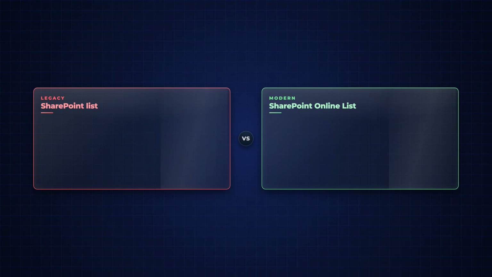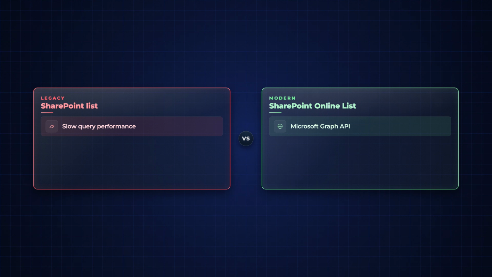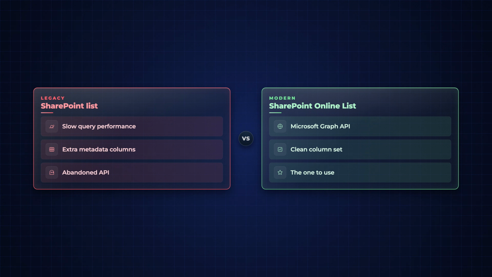The legacy connector still works. Microsoft kept it for backward compatibility, but it has some real problems like slower query performance. It pulls in far more system columns and metadata noise than the modern connector. And it's based on an API that Microsoft stopped actively developing years ago. So if you're on Microsoft 365, which you are if you're using SharePoint Online, always use SharePoint Online List. So a simple rule: if the connector name doesn't say online, don't use it for list data.